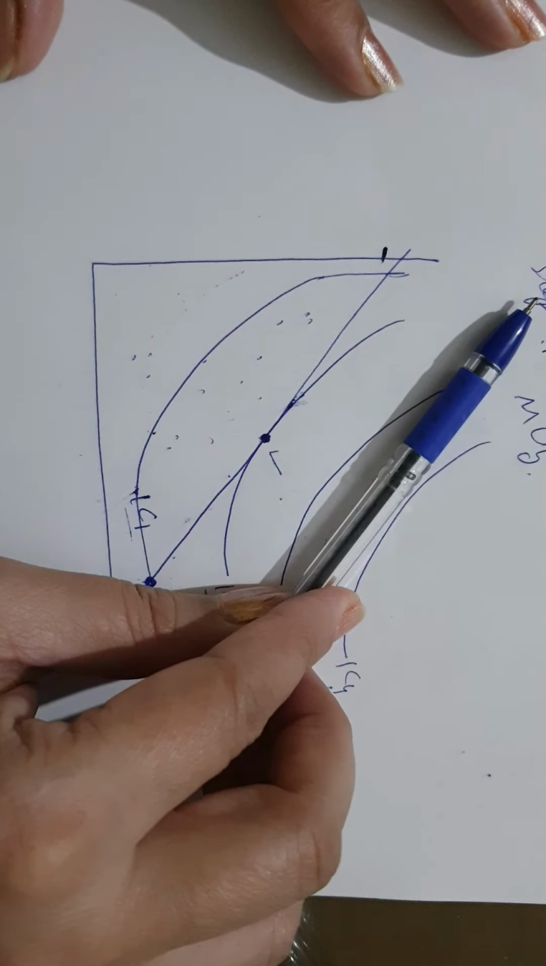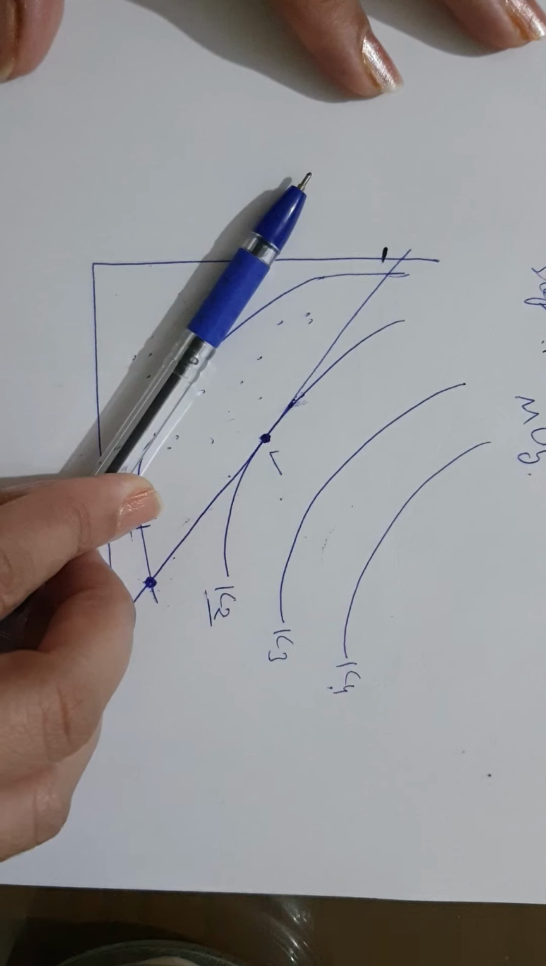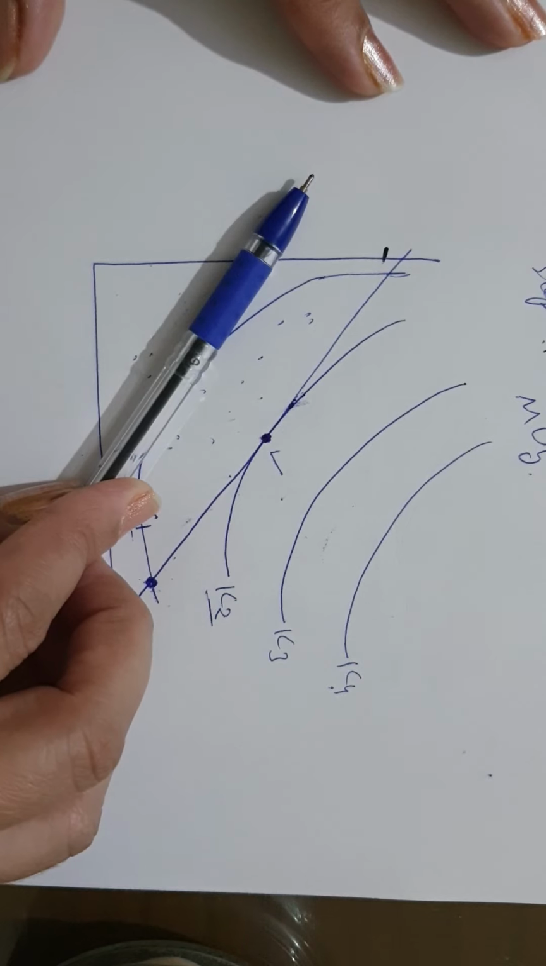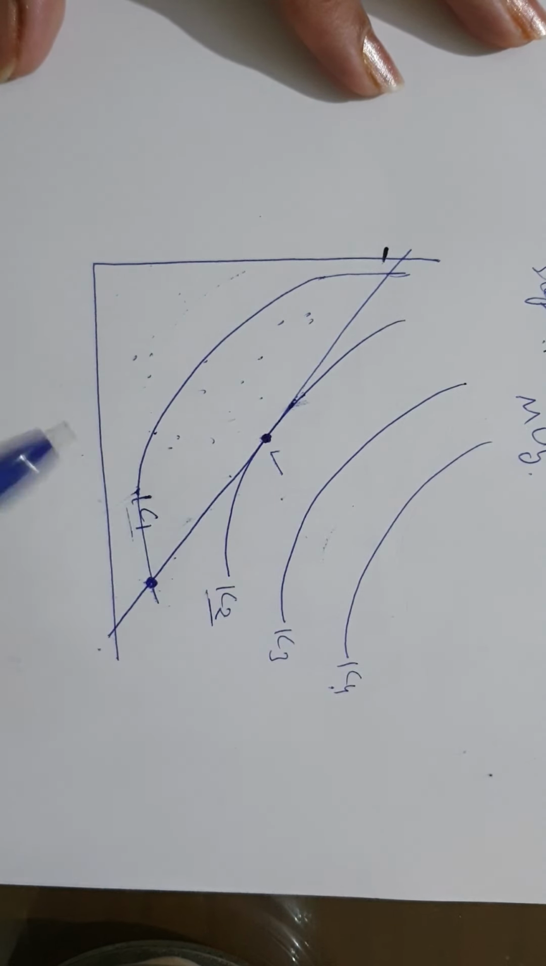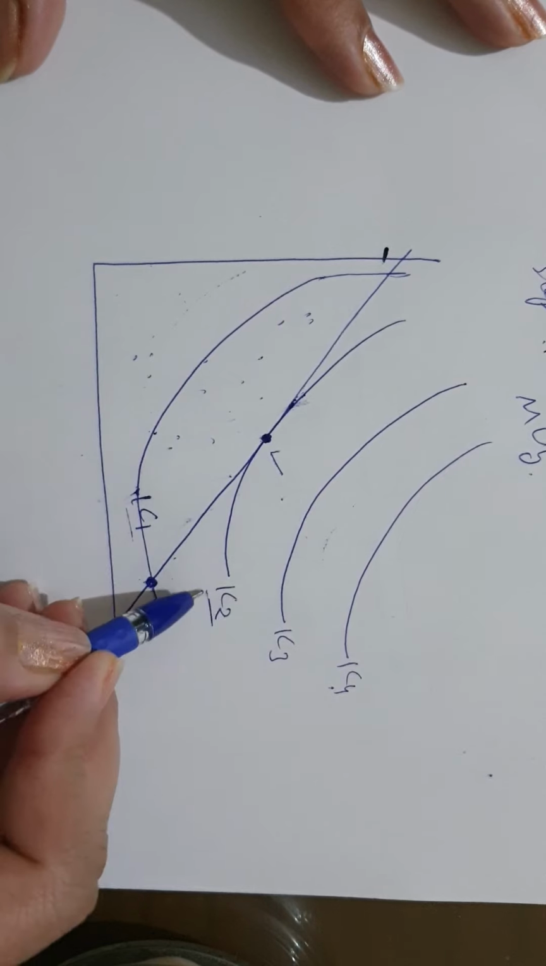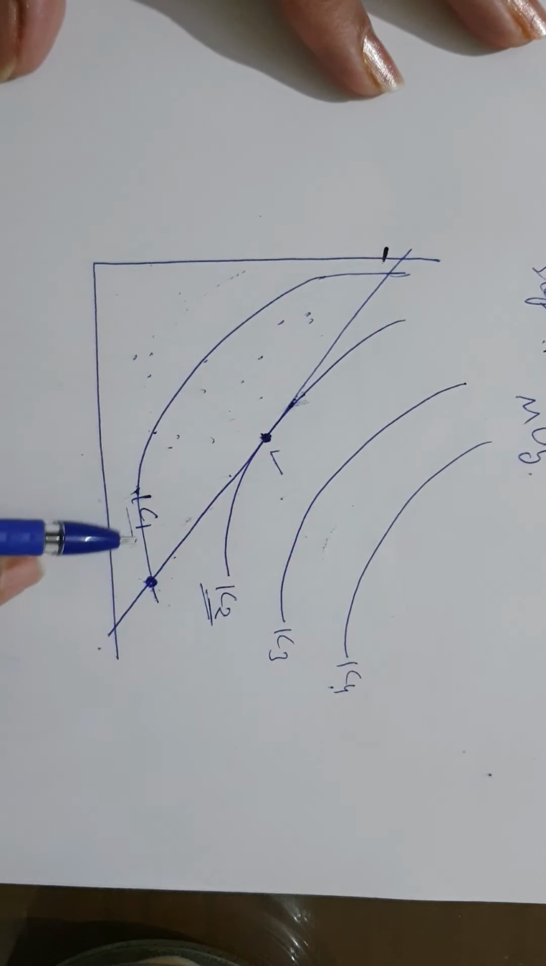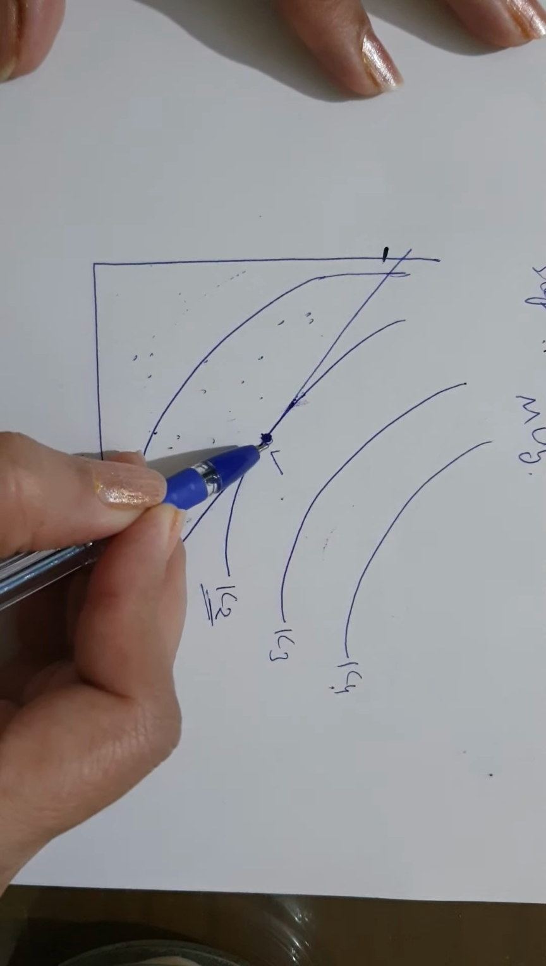Above this you can't buy, below this you will not prefer to buy because you are a rational consumer and you want to maximize your satisfaction. So you will be consuming on the highest indifference curve, which is tangent or which is touching your budget line. So you will be operating here.